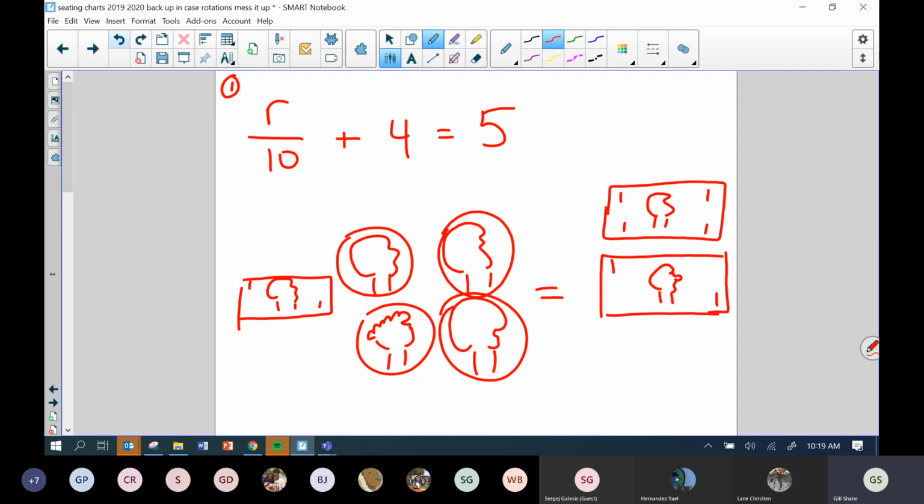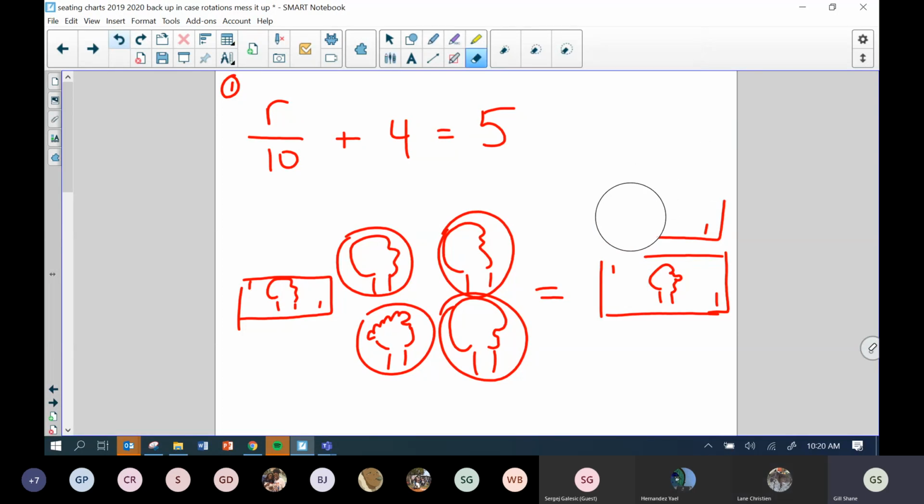Whatever you do on one side of an equation, and the sides are determined by where the equal sign is, not the middle of the equation, it's wherever the equal sign is. Whatever you do on one side, you have to do it to the other side. So write that in your notes if you don't know that, because you've got to remember that piece of it.